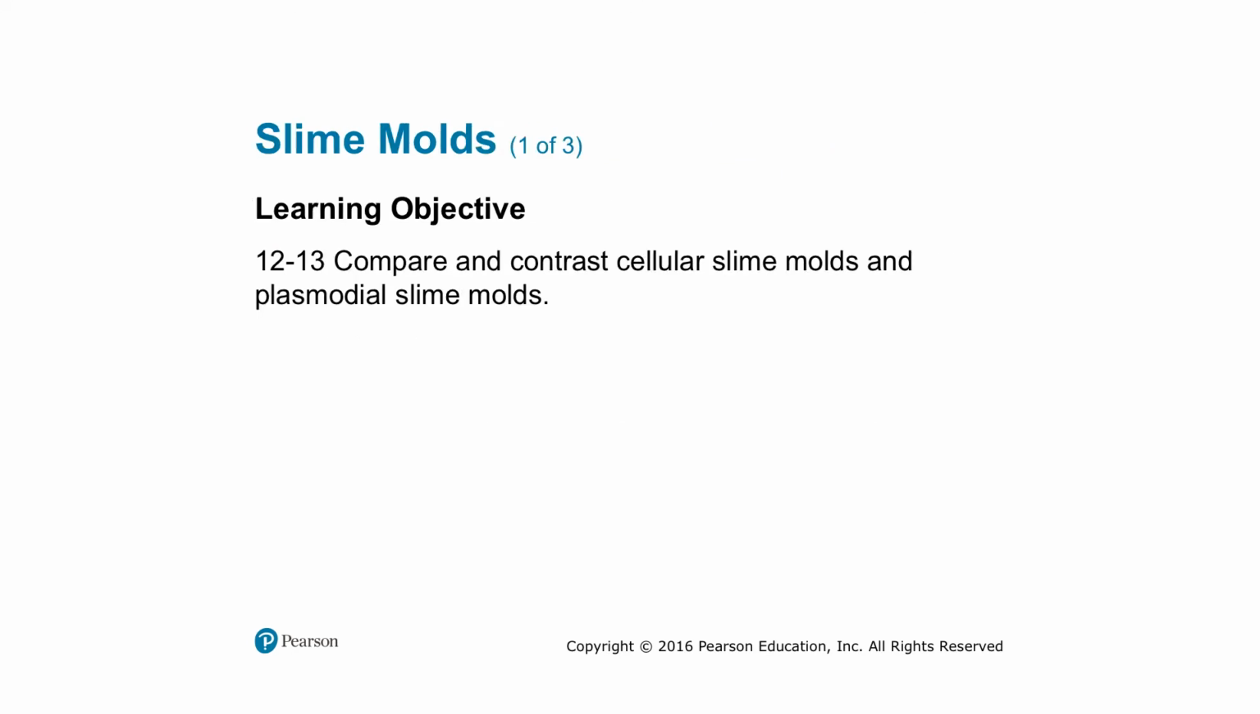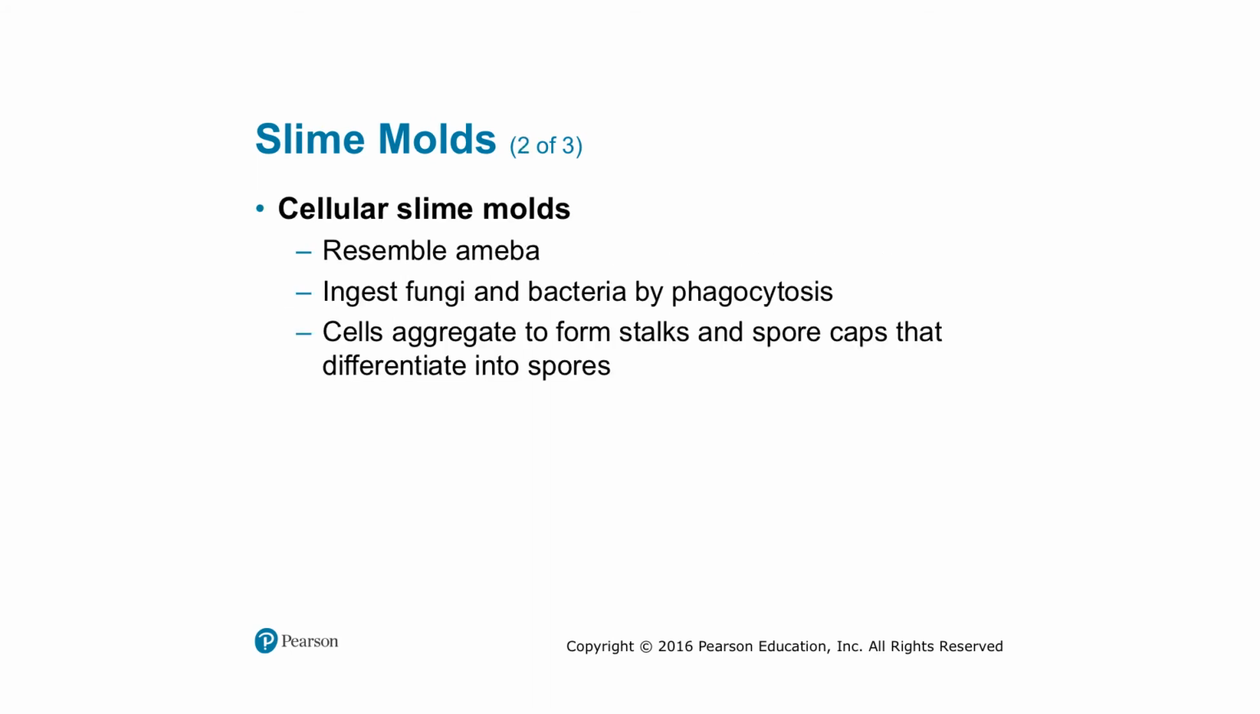So next we're going to take a look at slime molds, and we're going to compare and contrast the cellular slime molds and the plasmodial slime molds. So cellular slime molds resemble an amoeba, and they ingest fungi and bacteria by phagocytosis, and the cells aggregate to form stalks and spore caps that differentiate into spores.